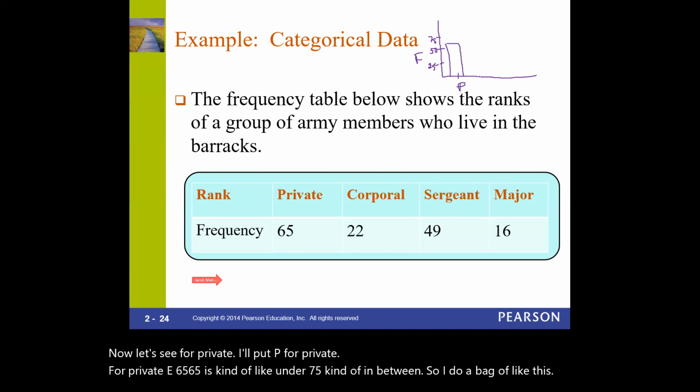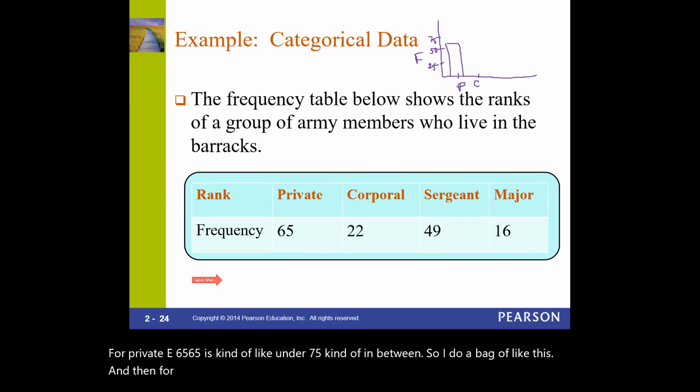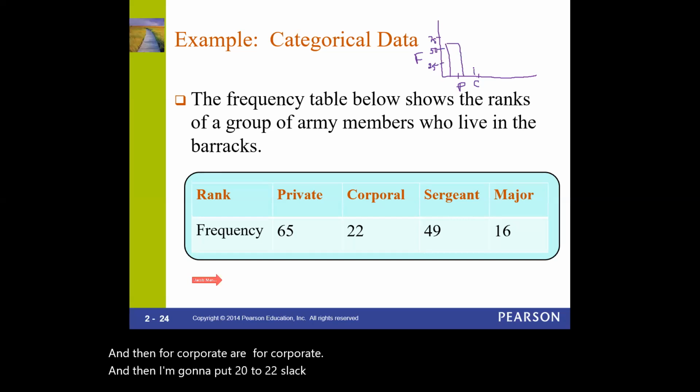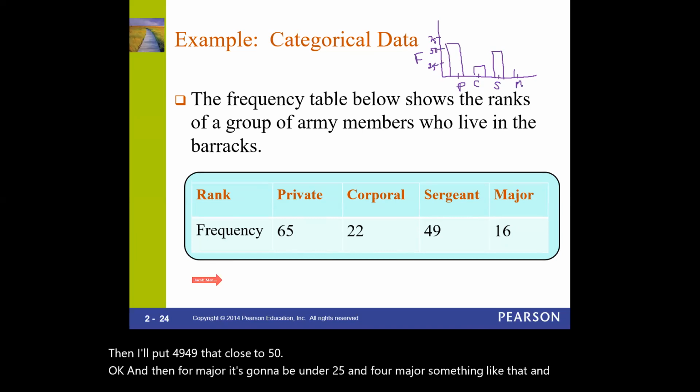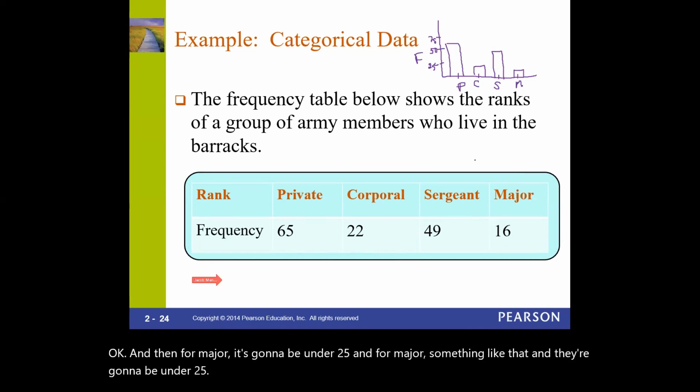And then for corporal, I'll put C for corporal, and then I'm going to put 22. 22 is under 25. For sergeant, I'll put S. Then I'll put 49. 49 is close to 50. Okay, and then for major, it's going to be under 25. M for major, something like that. Okay, so this is what they call a bar graph.